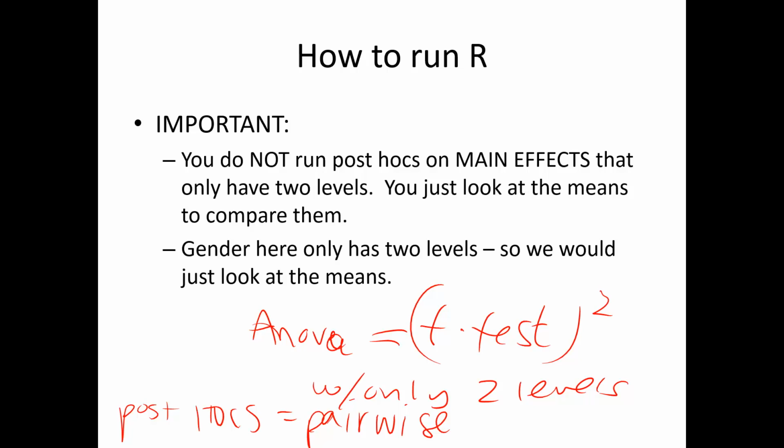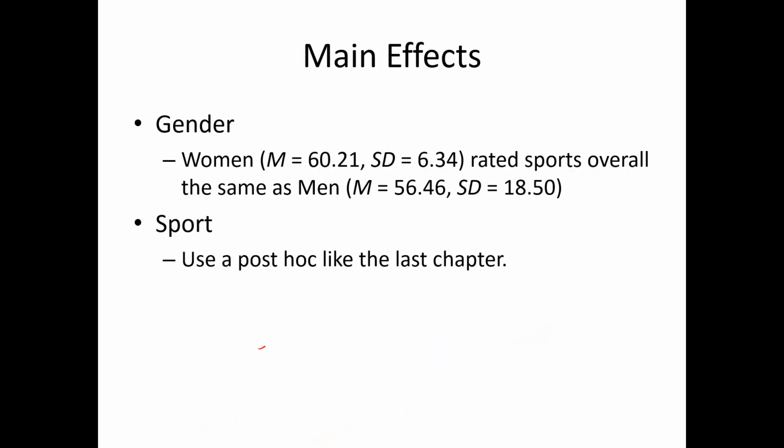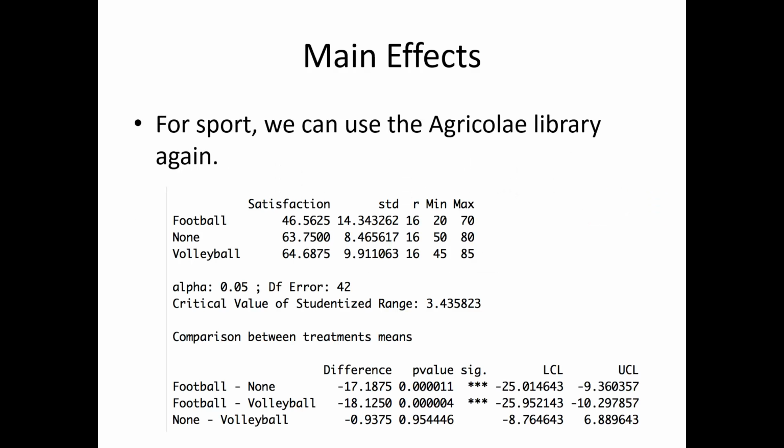So gender only has 2 levels, so we would just look at the means. We've already talked about how gender is not significant. Men rated sports overall the same as women. These were not significant, so we'd have our F test out here. And we mentioned it earlier when we were talking about writing them up. If I wanted to analyze sport, I could use the post hoc, just like the one-way analysis that we talked about in the chapter 10 video. And I will show you how to do that now in R.